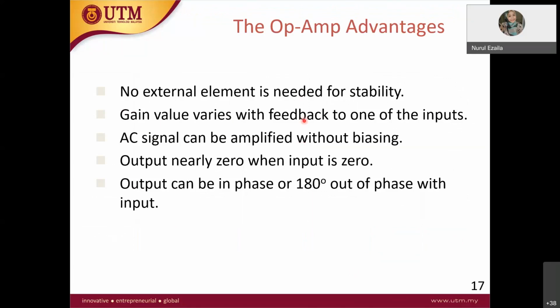The advantage of the op-amp is that no external element is needed for stability. The gain value varies with feedback to one of the inputs. AC signals can be amplified without biasing, and the output is nearly zero when the input is zero. The output can be in phase or 180 degrees out of phase with the input.